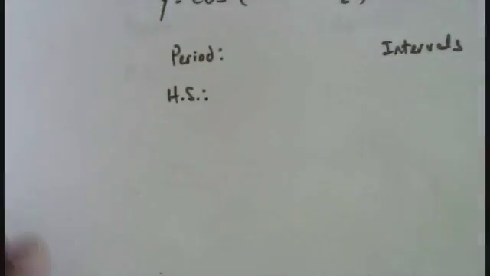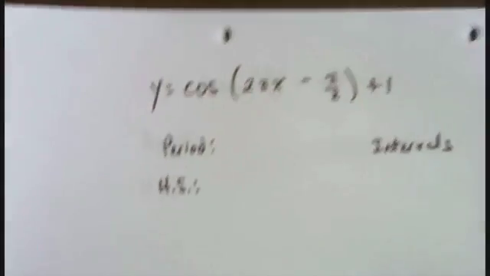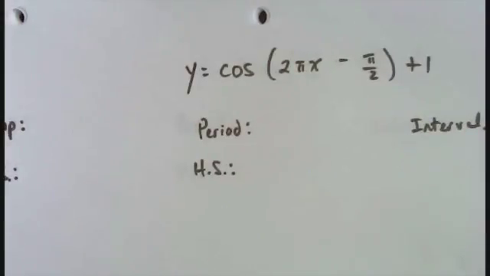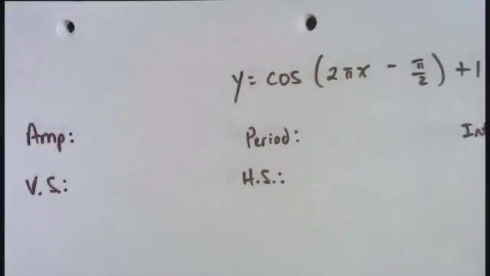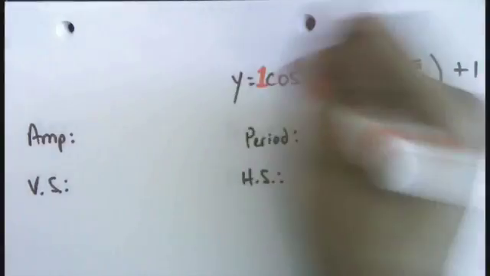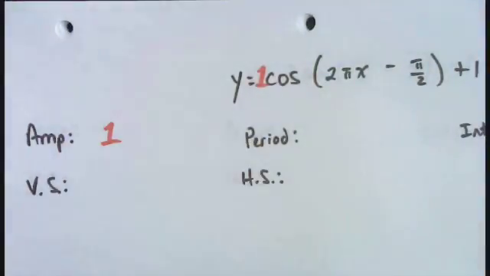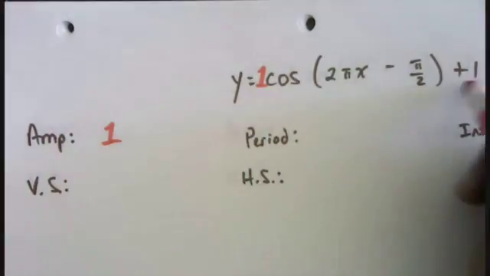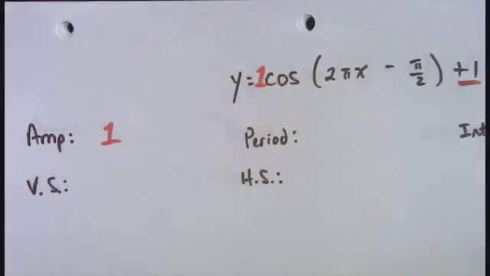And we only have 2 more to go. We shall start off the same way we did before. The number in front of the cosine is a 1. And if you're not sure, please put it there. Our amplitude is 1. Our vertical shift is on the other side of the equation this time. It's up 1.